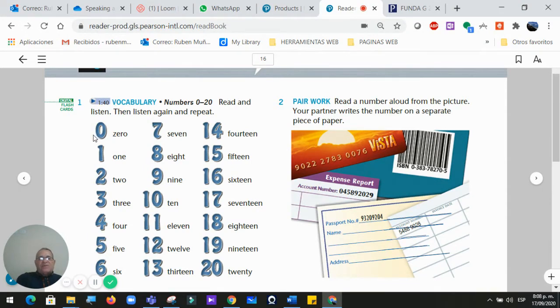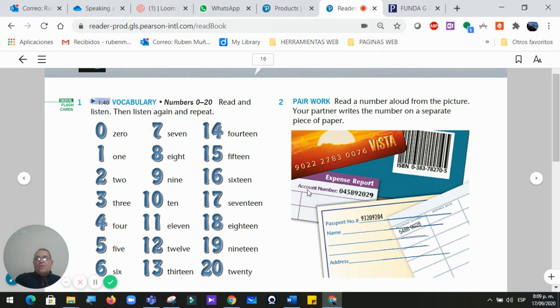So, if I say, for example, what number is this? 17. What number is this? 18. What number is this? 20 or 20. Now, if I say, what is this number? 90227830067, I can say it two by two, or three by three. In this case, 2 and 2: 90 22 27 83 0076.